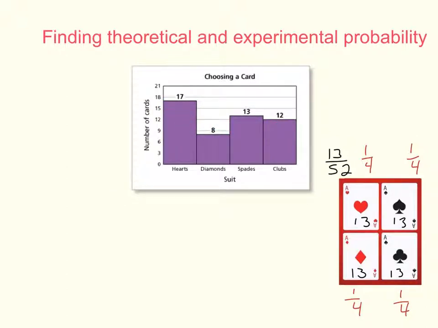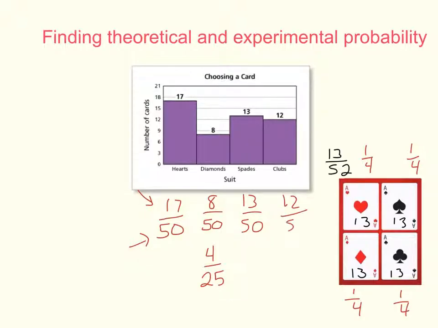this here equals 50. So the experimental probability of picking a heart out of that deck was 17 out of 50. So 17 times it was a heart. For diamonds, it was 8 out of 50 was the experimental probability. Now I notice both of those are even, so I could simplify that down to 4 out of 25. Spades was 13 out of 50 would be the experimental probability, and clubs was 12 out of 50, which if I see they're both even, so it'd be 6 out of 25 would be the experimental probability.